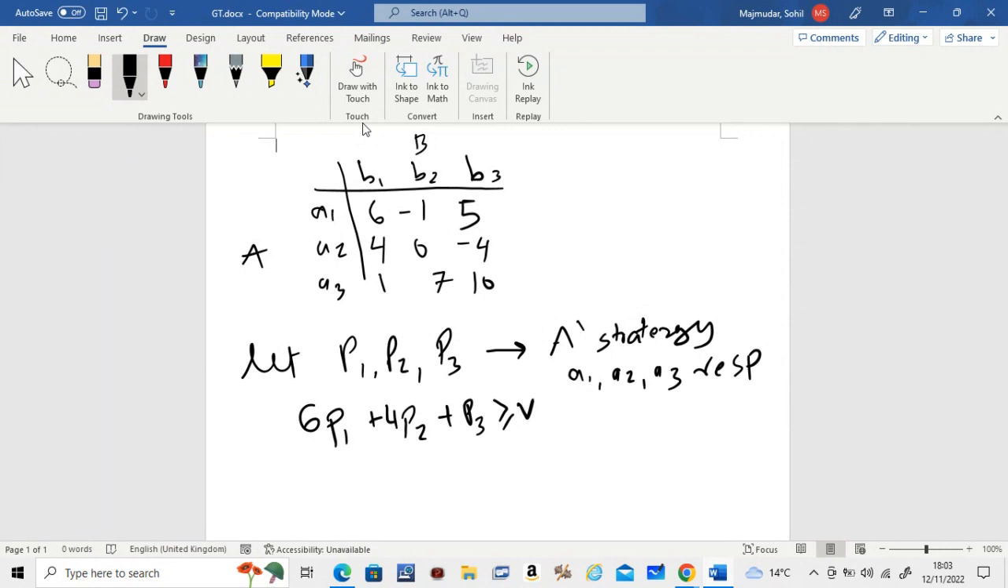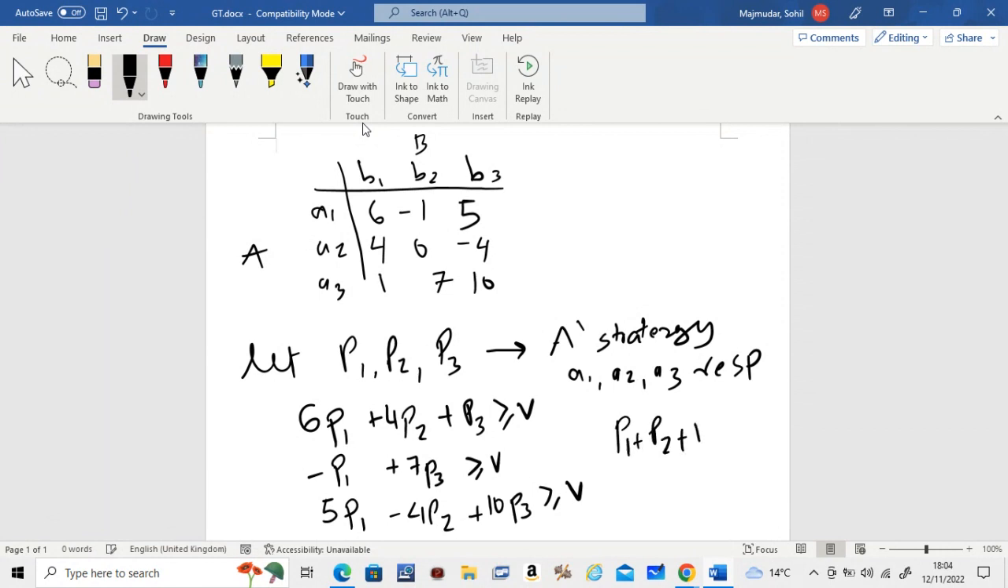The second will be the second column times the probability, so minus P1 plus 7P3 bigger than or equal to V. Now just make a note, this is bigger than or equal to because A does maximin. These guys will be the maximums of the values. That's why bigger than or equal to. And 5P1 minus 4P2 plus 10P3 bigger than or equal to V. And of course, P1 plus P2 plus P3 will be equal to 1.